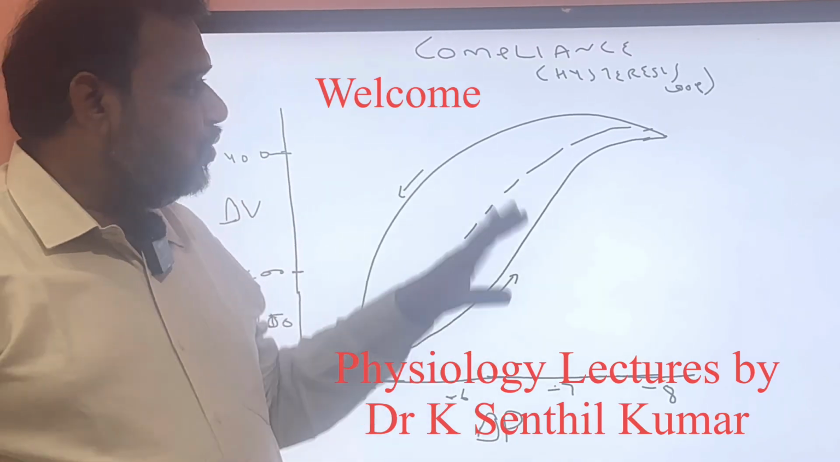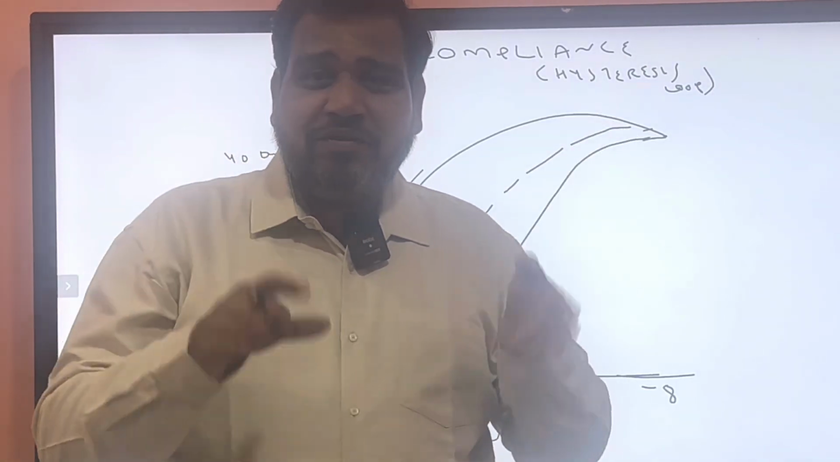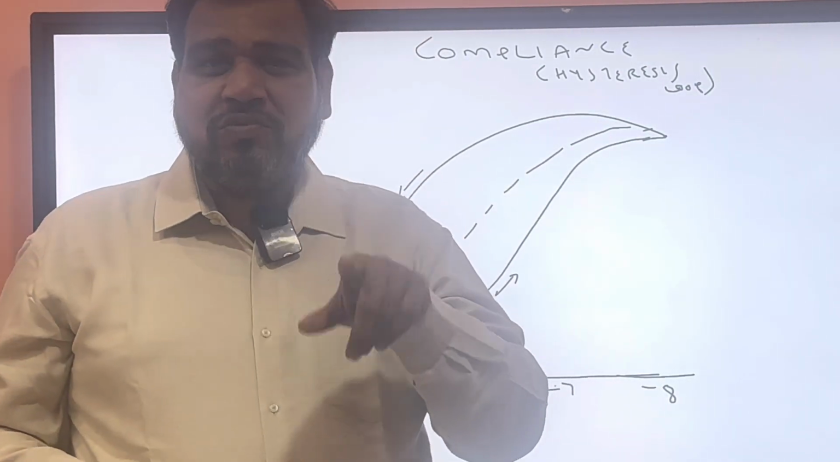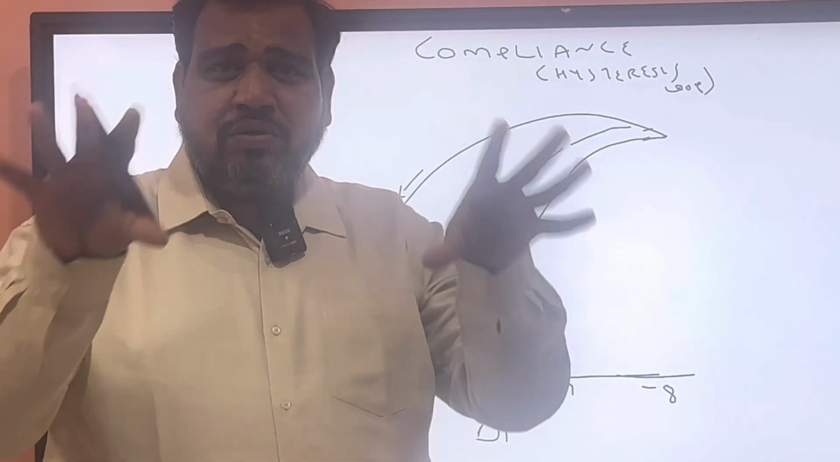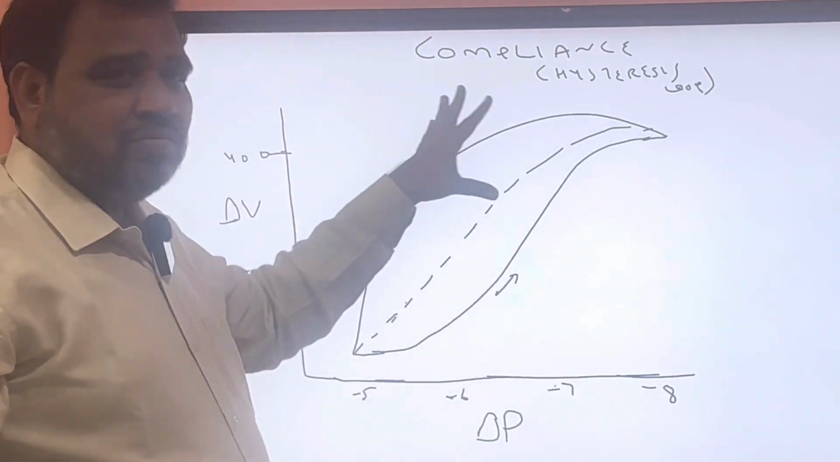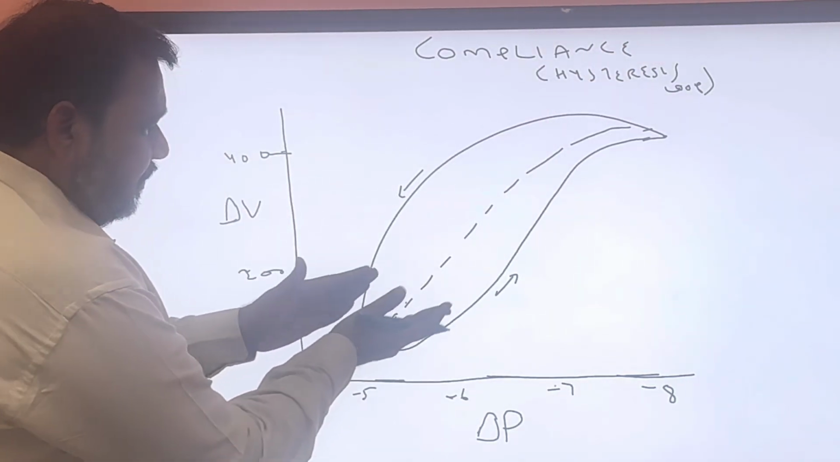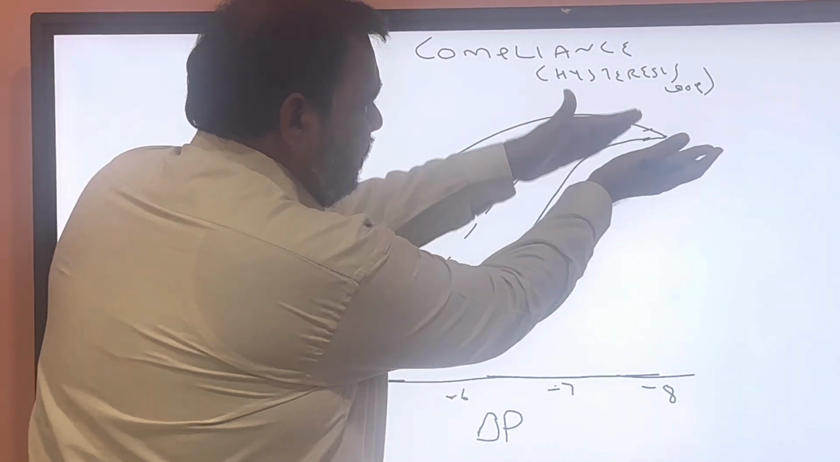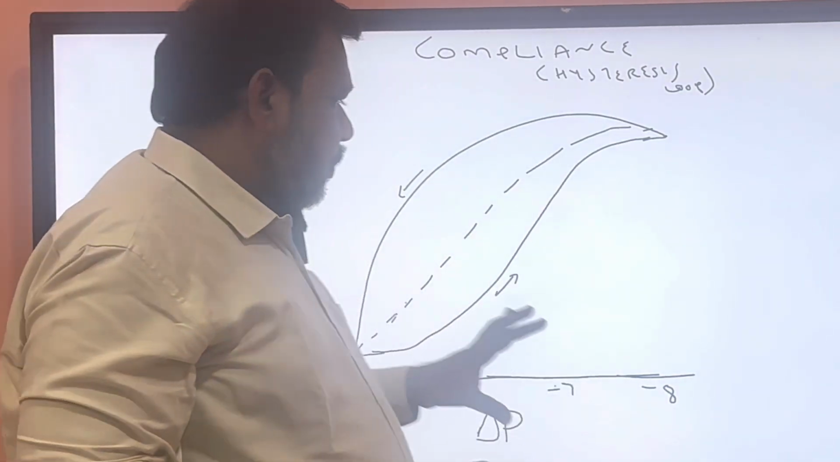As we discussed, today we are going to discuss the compliance curve. In the previous video, at the beginning, I told you compliance is more during expiration, less during inspiration. So, I am going to discuss all that today and what is the cause of hysteresis loop. Hysteresis loop is nothing but the difference between the compliance during the inspiration curve and the compliance during the expiration curve. Okay, we will go one by one.